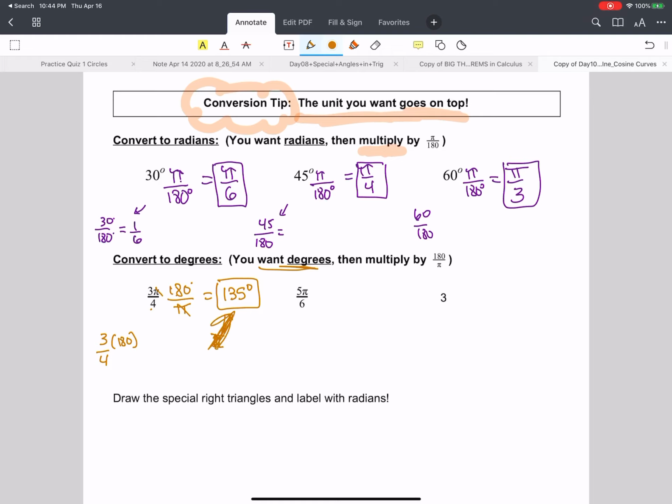All right, what about this one? I have to convert to degrees. So what I want is degrees, so it's 180 over pi. I multiply it. The little pi's cancel out. Woohoo, so it's 5 over 6 times 180. I'm just working that out right there. And what's that going to be? Well, when I divide 180 by 6, it's 30, so it's 150 degrees.